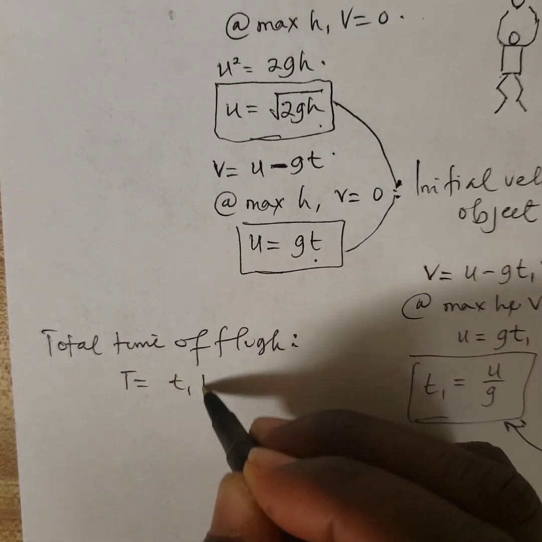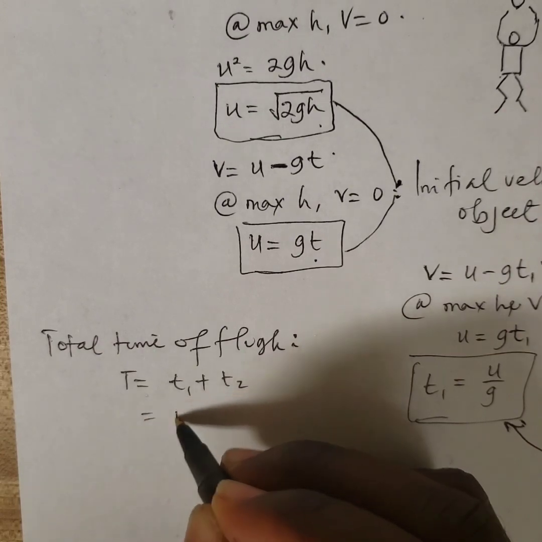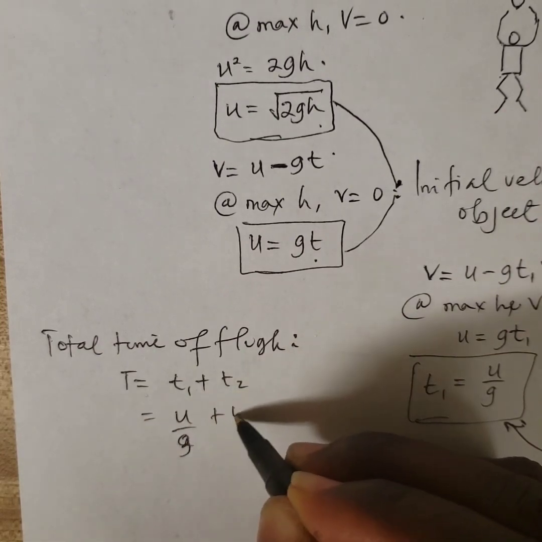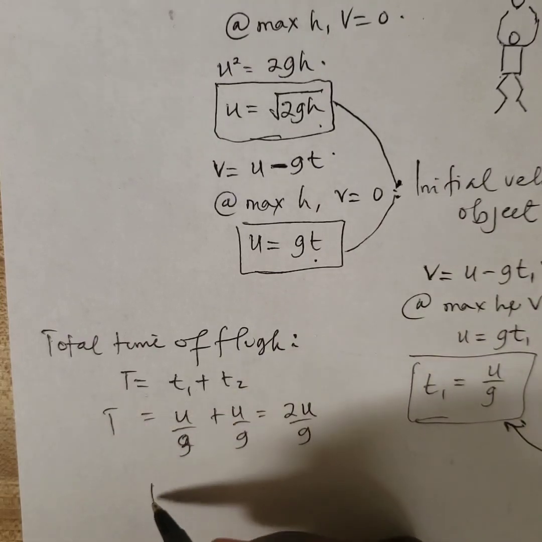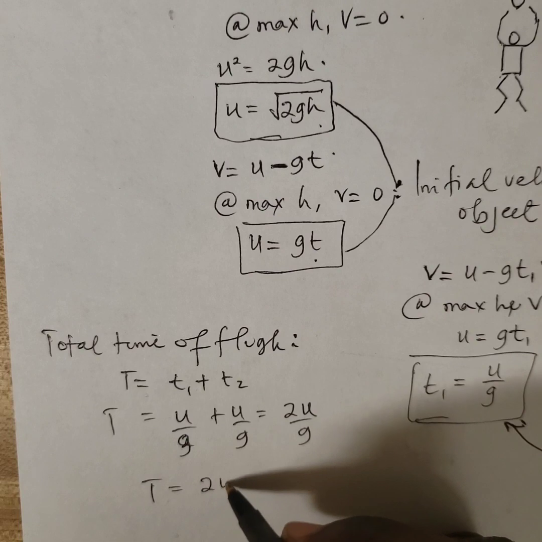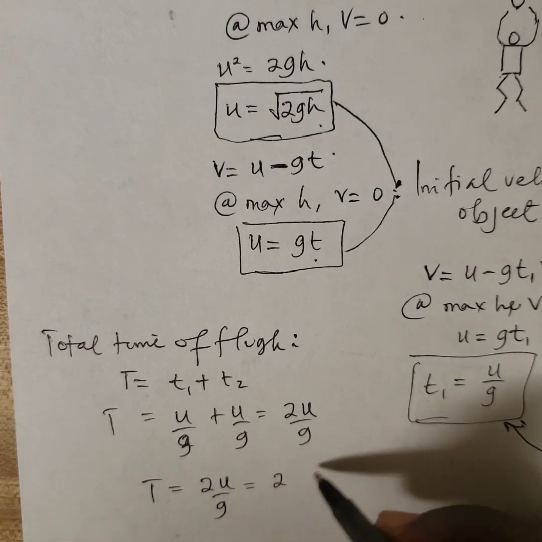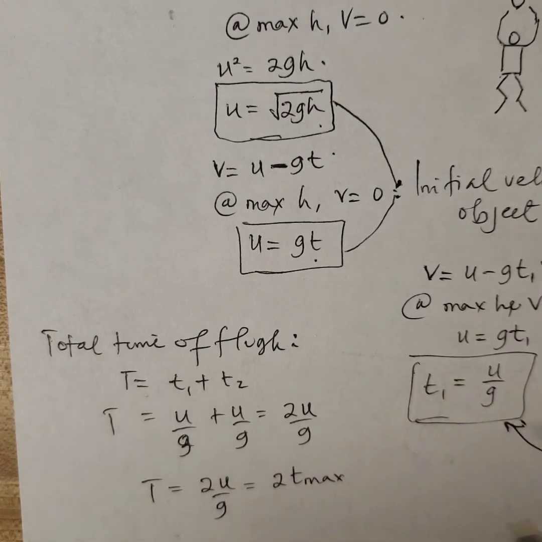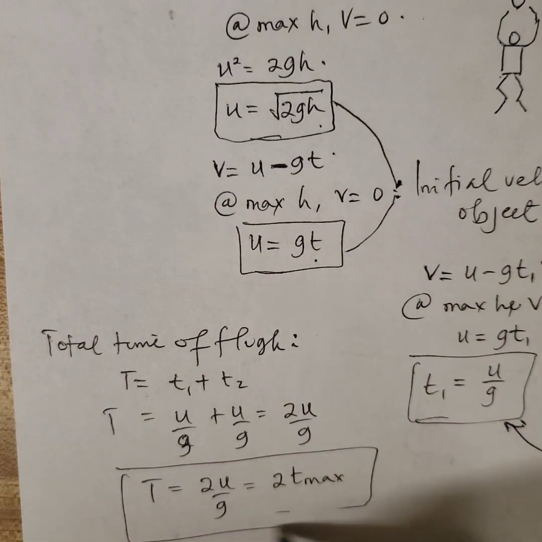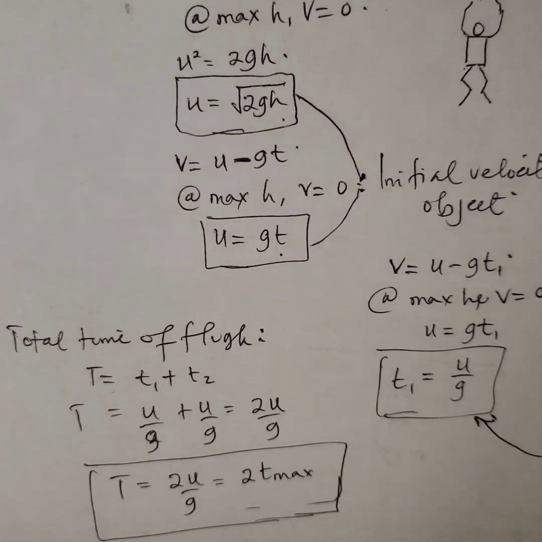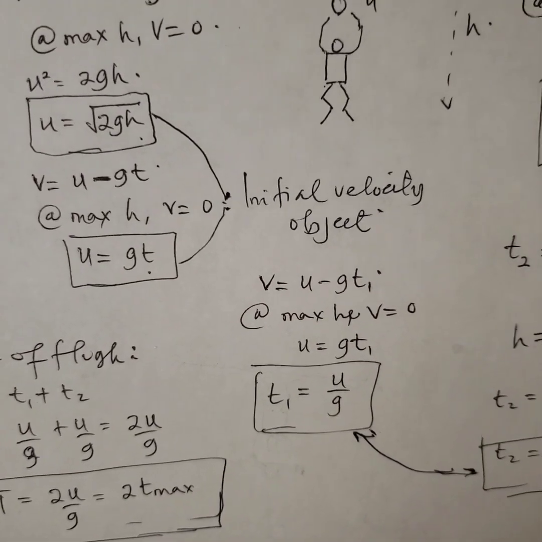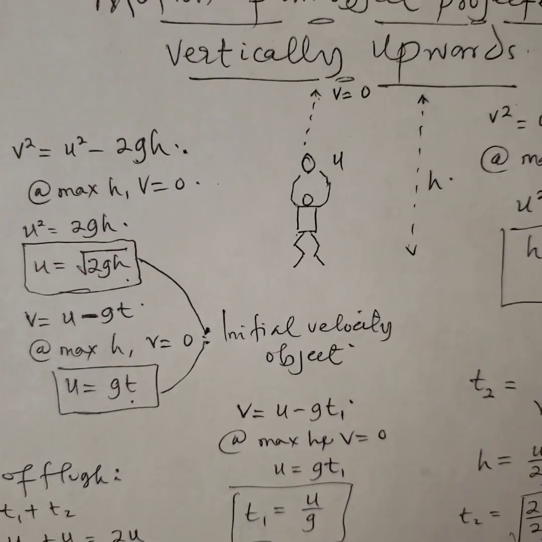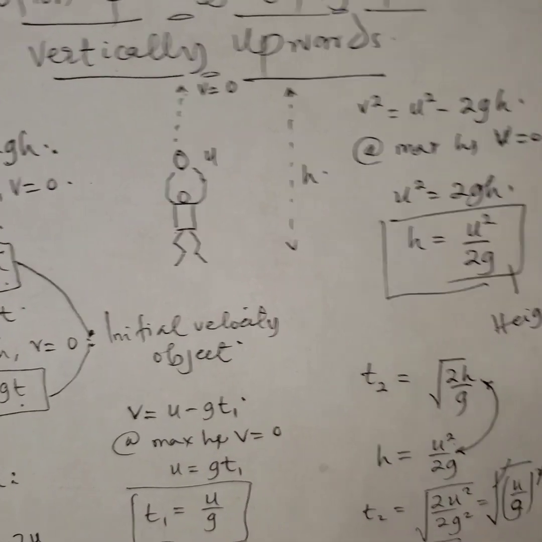So the total time of flight for this object, capital T, is equal to t1 plus t2, which is equal to u all over g plus u all over g, which is equal to 2u all over g. So we can infer here that T, which equals 2u over g, is also equal to 2 times t max, which is the time for the object to get to its maximum height. So all these equations that I have shown you since the beginning of this video are the equations we can use to perfectly describe the motion of an object that is projected vertically upward.